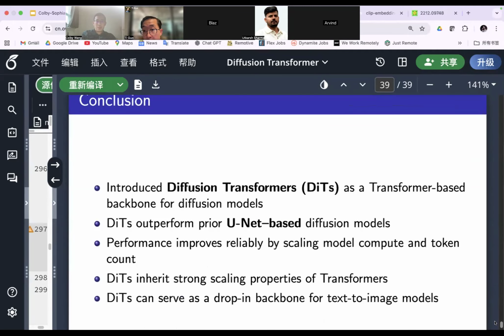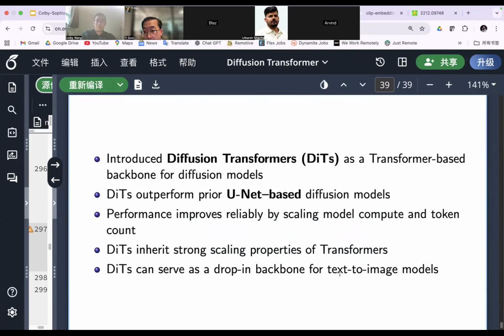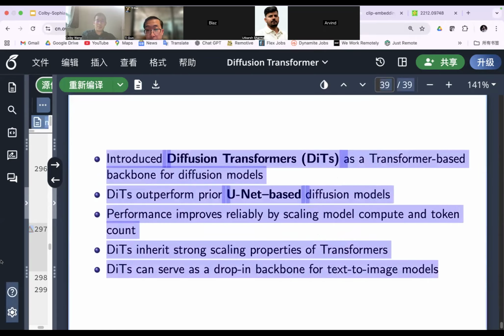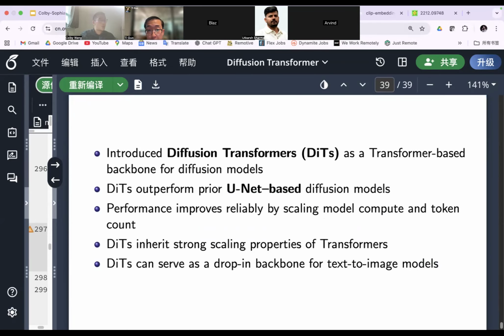And that's pretty much it. To conclude, the paper introduces the diffusion transformer as a transformer backbone for diffusion models, and it outperforms UNet-based diffusion models. It scales reliably with increasing model size, inherits the scaling properties of transformers, and can serve as a good backbone for even text-to-image models, basically diffusion stuff. So yeah, any questions? That's basically everything for today.